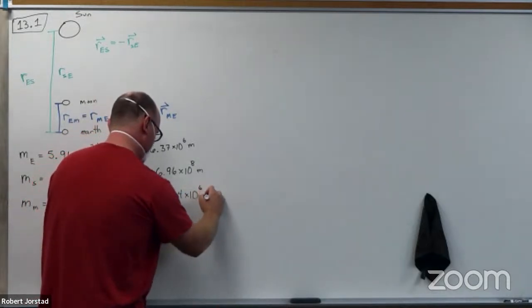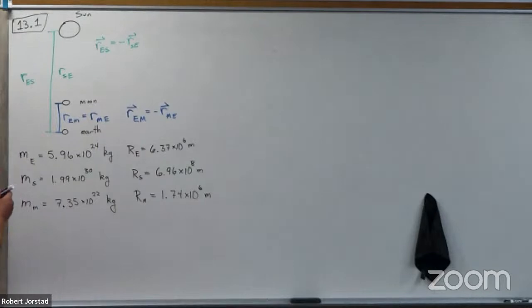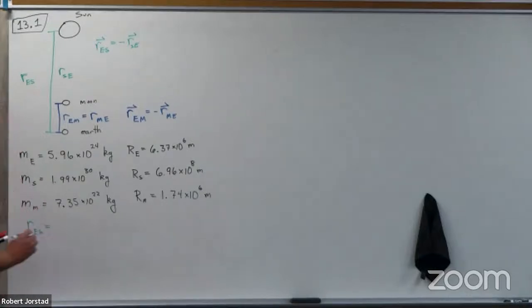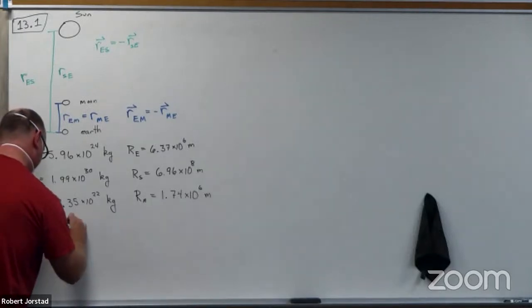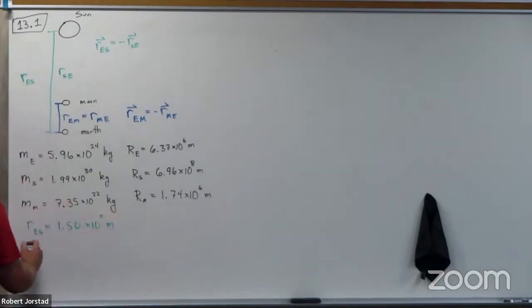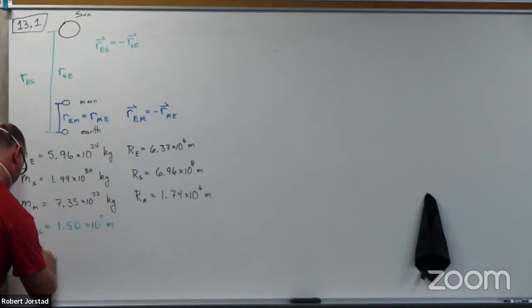Oh my goodness. Finally, I think we got some different numbers here. Radius Earth-Sun is the Earth-Sun distance. 1.5. All right, almost there. One more.